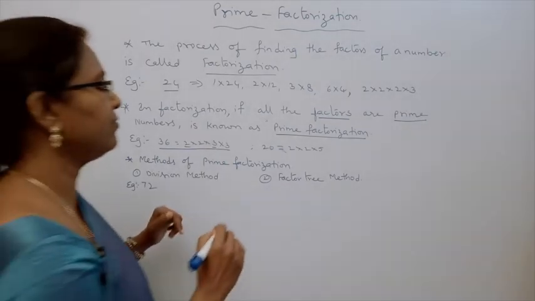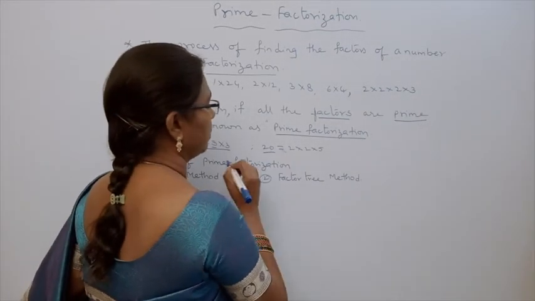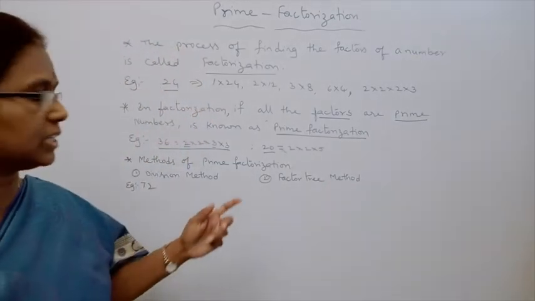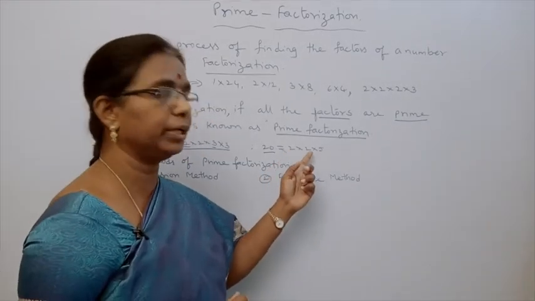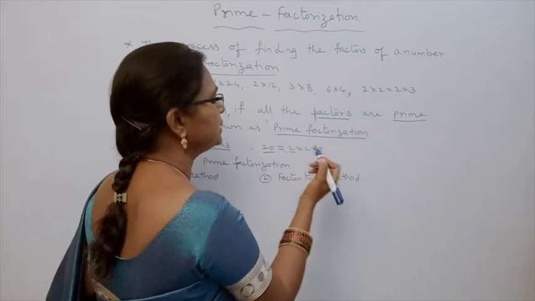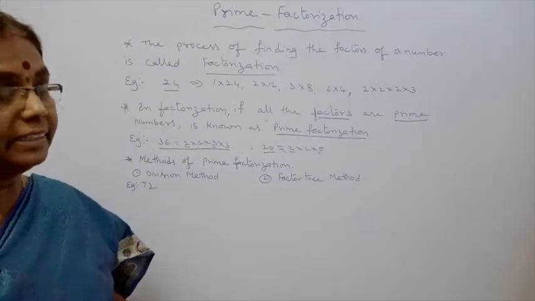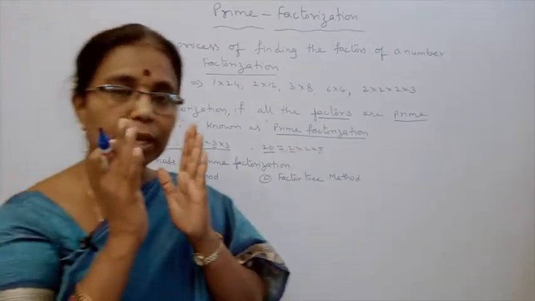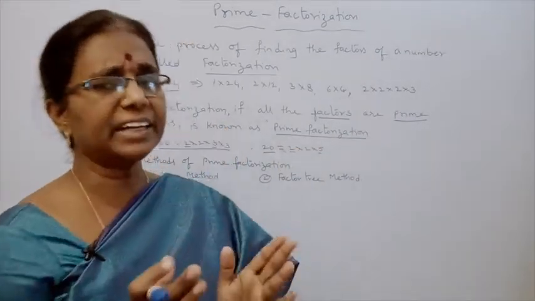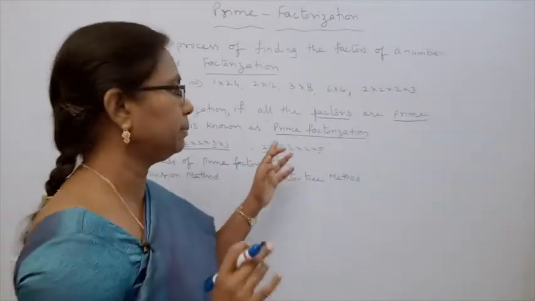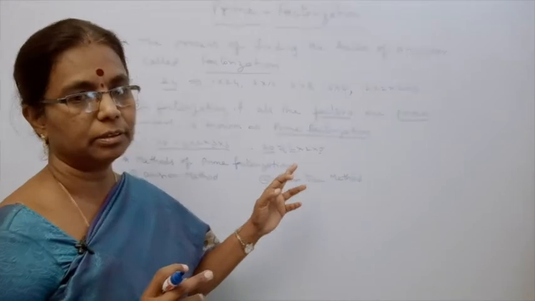What is the prime factorization of 20? 2 into 2 into 5. Meaning, what are the prime factors of 20? 2 into 2 into 5. Here 2 and 5 are prime numbers, and no other numbers are there. Then this is a prime factorization. When you do the factorization, if you use only prime numbers, that is called prime factorization.